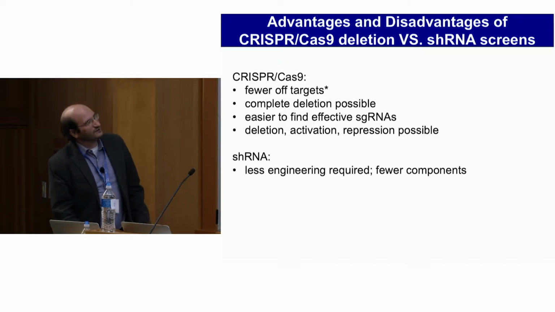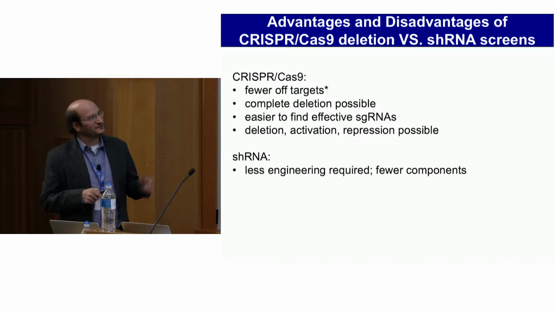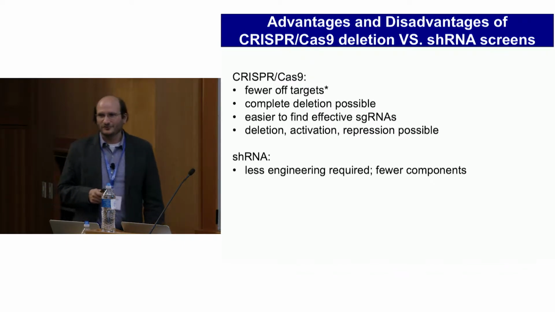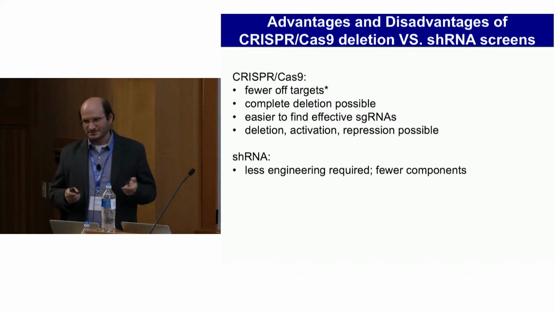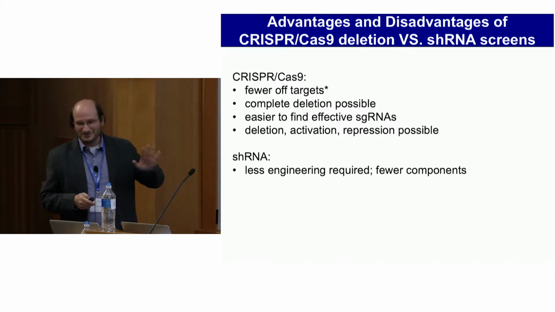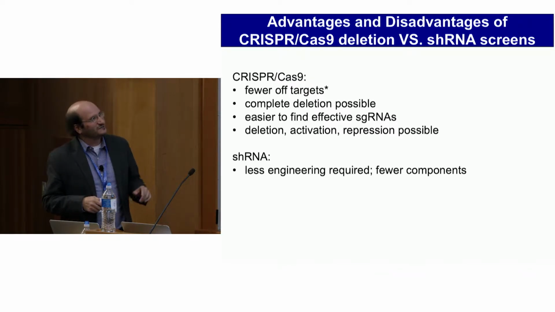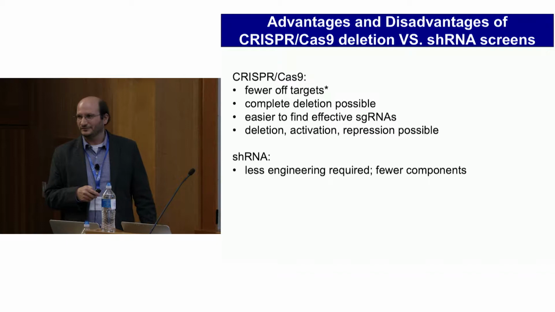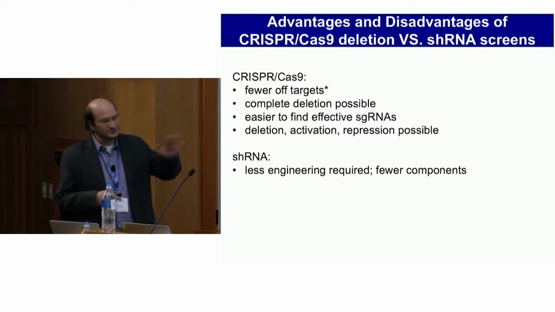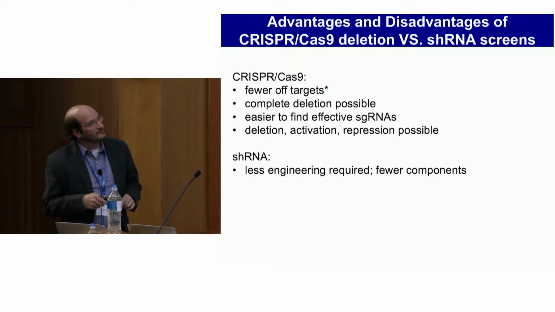RNAi, while it has some limitations, as I pointed out, has one really nice thing: a lot less engineering is required. One of the unfortunate pains about doing a CRISPR screen is you have to get all of those components into the cell. You have to get Cas9 and express it, and get a guide RNA and express it at high enough levels. There are a lot of reasons why you obviously want to do that, but one of the nice things about an shRNA screen is you only have to put in that one component, and you still have to worry about expression levels, but it's less engineering.